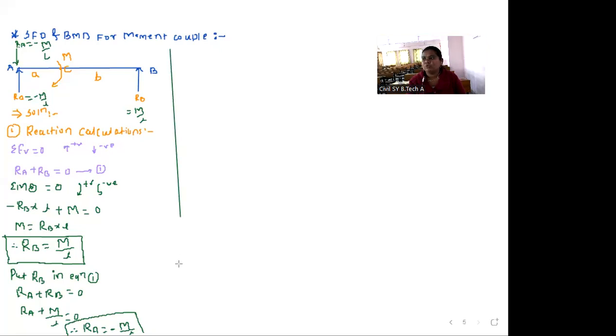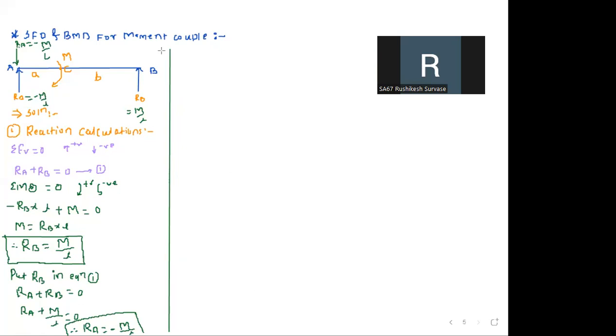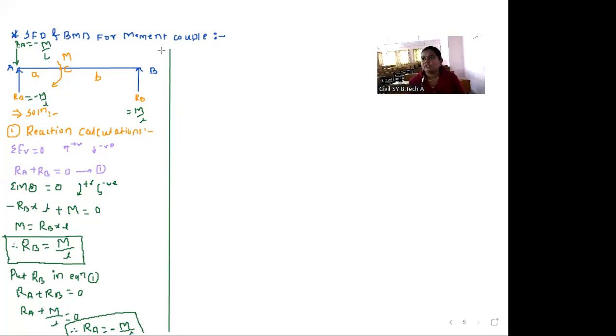After that, we have to do calculations for shear force. So step number 2 is shear force calculations. We will calculate shear force. First we will calculate shear force at A.